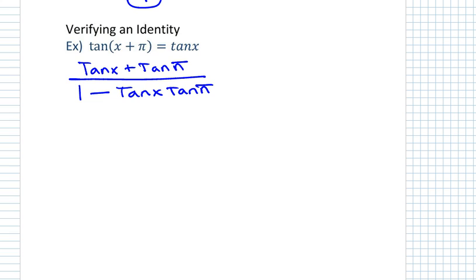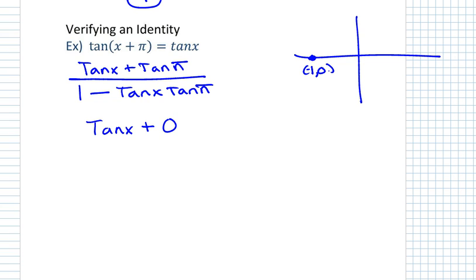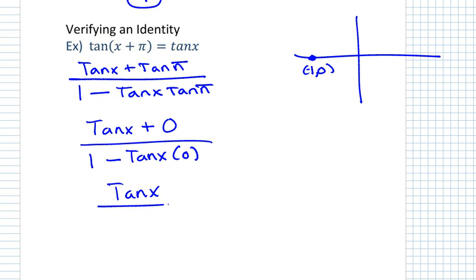So then tangent x, well, we can't find that, but the tangent of pi, remember, if you don't have the chart, pi is right here. This is -1, 0. So remember, the tangent of pi is 0, because y over x is 0 over -1. So then you have 1 minus tangent x times 0. So basically, you have tangent x over 1, which is tangent x.